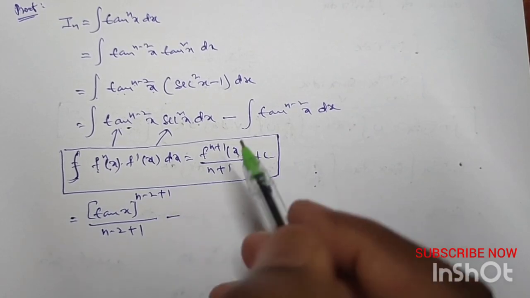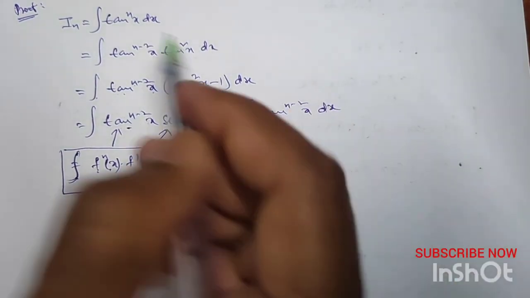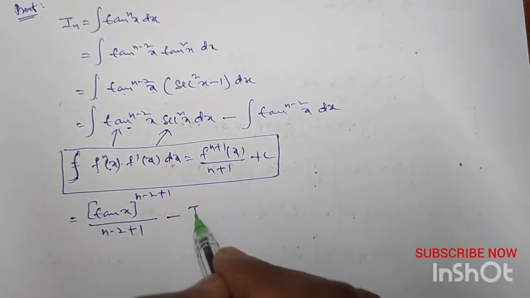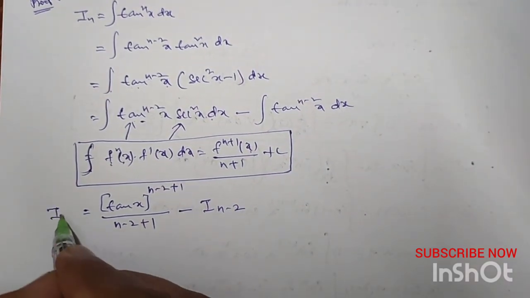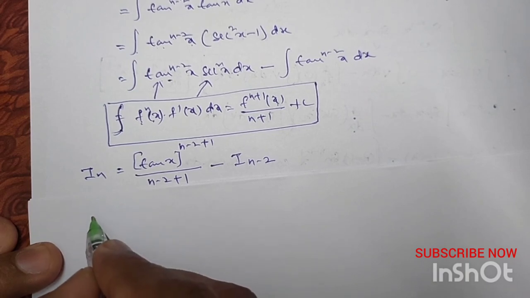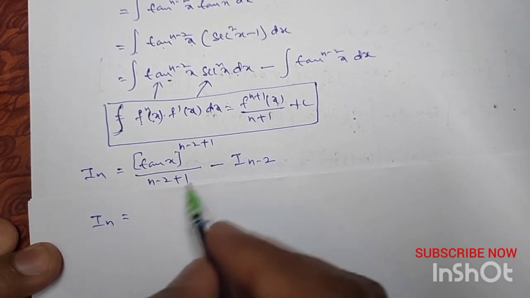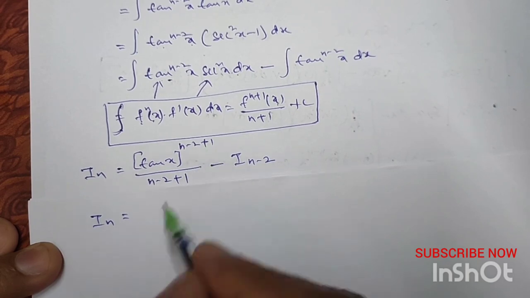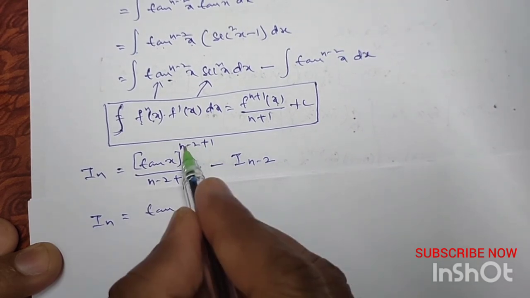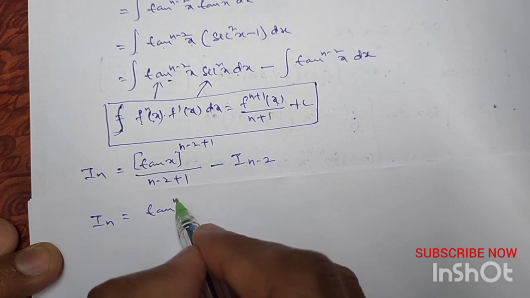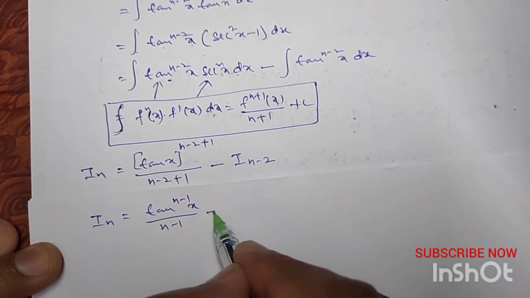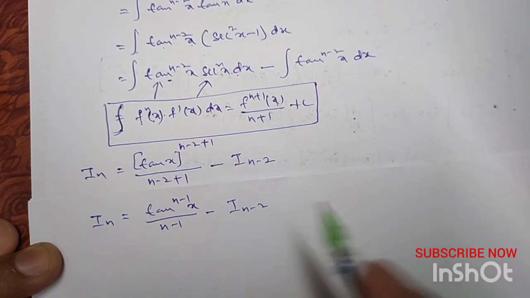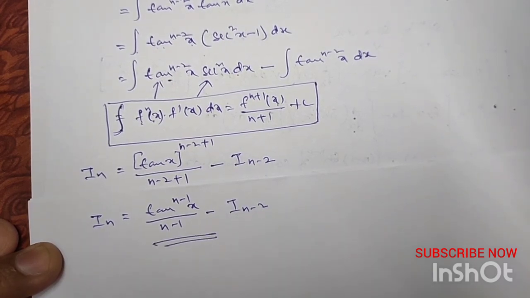Minus the integration of tan power n minus 2. So tan power n is I_n, then tan power n minus 2 is I_(n minus 2). Therefore I_n equals tan power n minus 2 plus 1, that is tan power n minus 1 x by n minus 2 plus 1, which is n minus 1, minus I_(n minus 2). So this is the reduction formula.